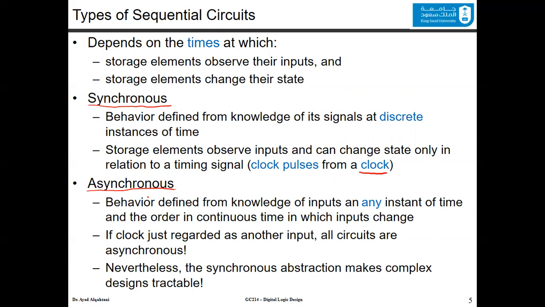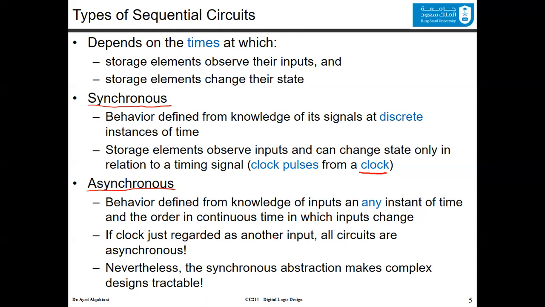In the asynchronous sequential circuit, the behavior is defined from knowledge of the inputs at any instant of time, and the order in continuous time in which the inputs change. So whenever there is a change in the input or the state, the output changes directly, and the next state changes as well.